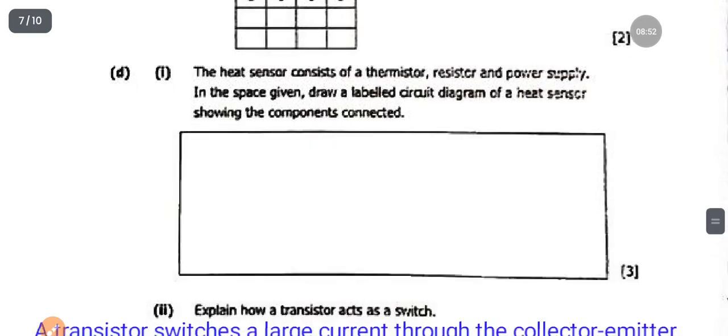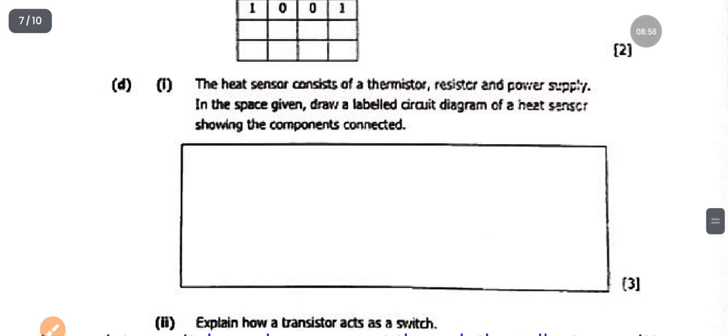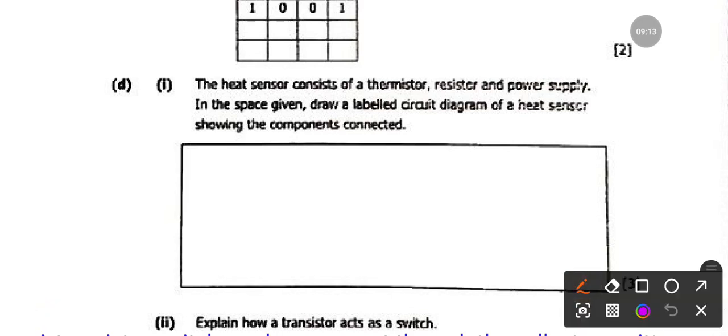It says the heat sensor consists of a thermistor, resistor, and power supply. In the space given, draw a labeled circuit diagram of a heat sensor showing the components connected. Alright, so before we start drawing the circuit diagram, let us get to draw the circuit symbols of each electrical component. Started with a thermistor.